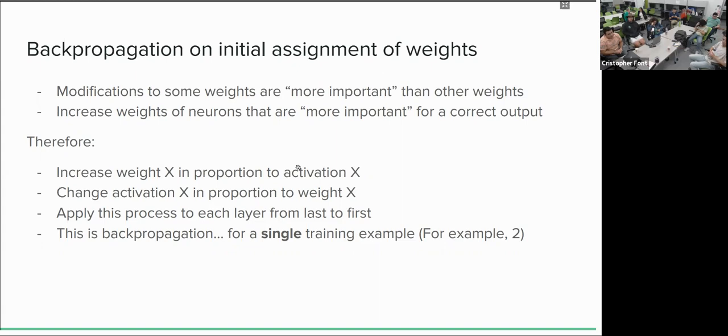And we're going to apply this process all the way down. So we start here, then we go to the next hidden layer, the next hidden layer, the next hidden layer, until we reach the input. And that is backpropagation at a very high level for a single training example. Like I mentioned previously, you can't just do this for a single training example. You need to do this for all of your training examples. So for 2, for 5, for 6, and so on.